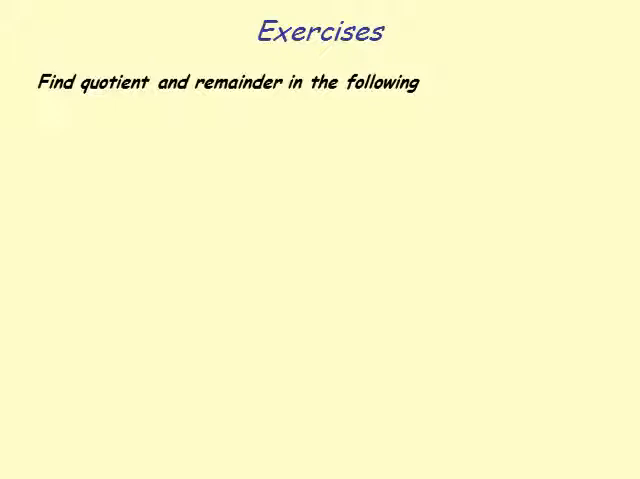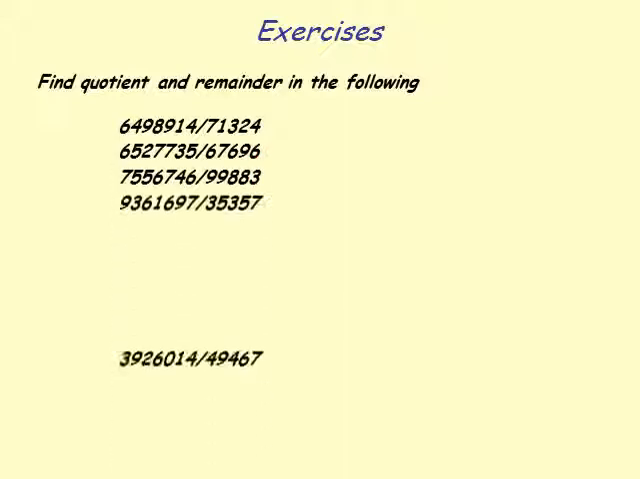The exercise is to find the quotient and remainder: 6498914 divided by 71324. Let's continue. 6527735 divided by 67696 and some more.